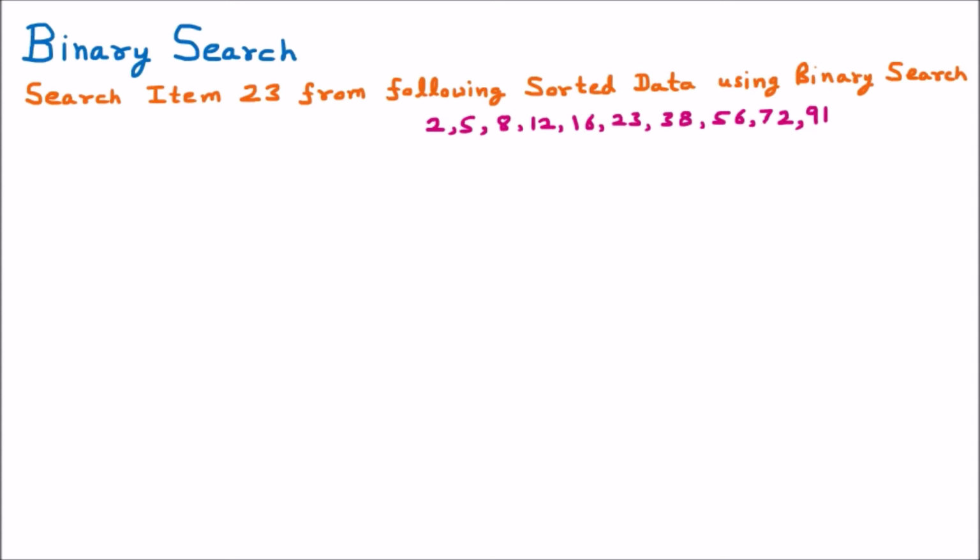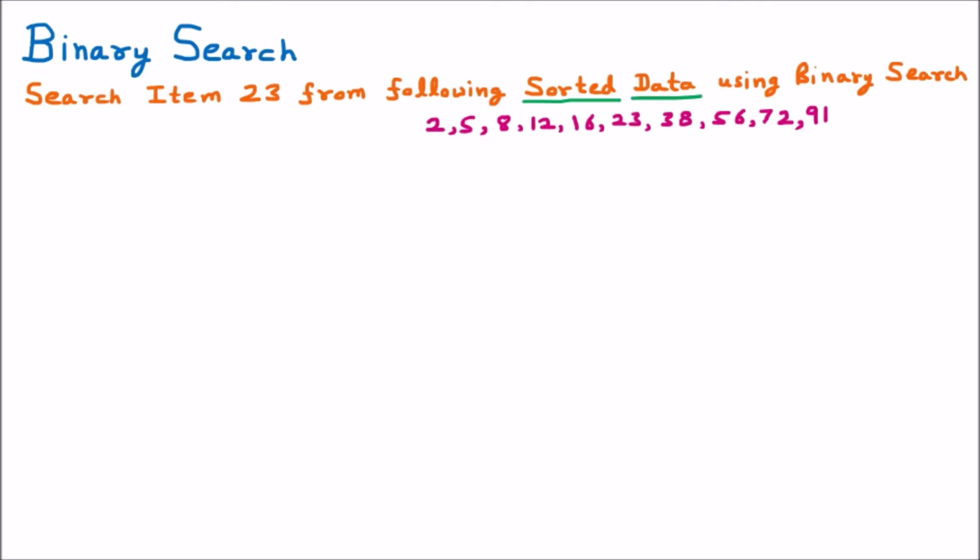So first thing we should understand is that binary search is applied on sorted data. We can say that this is rule number one about the binary search, that we need sorted data. If the data is sorted, then we can apply the rules of binary search. So here we are given the sequence of data 2, 5, 8, 12, 16, 23, 38, 56, 72 and 91, and here we have to apply the binary search and search the number 23.